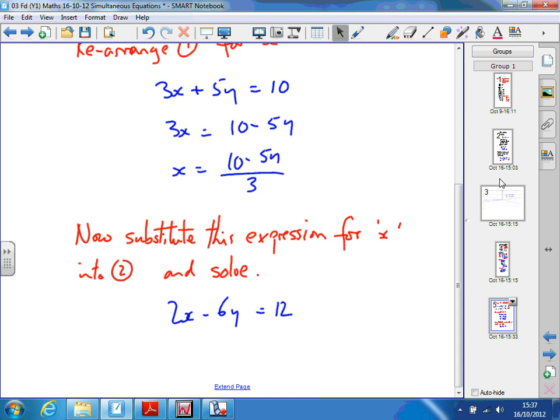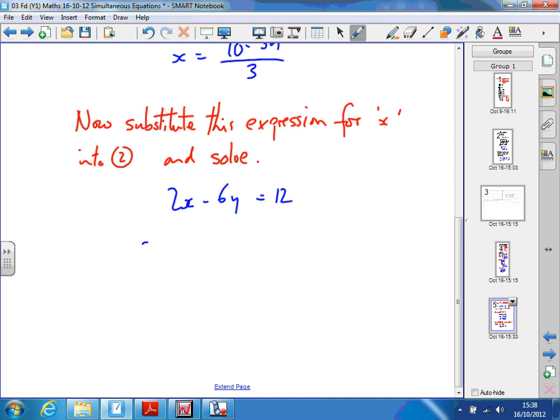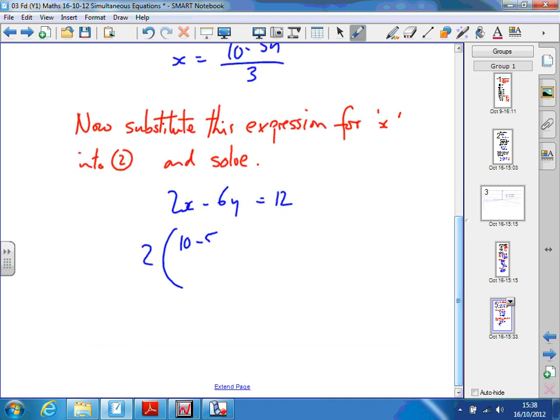Now substitute this expression here, for x into equation 2 and solve it. So in equation 2, instead of writing x, or wherever x appears in the equation, we substitute that expression. So 2 times that expression, 10 minus 5y over 3, minus 6y equals 12. Now we've only got one unknown, y, and so we should be able to solve it. It's very like the sort of equations you were doing last week.